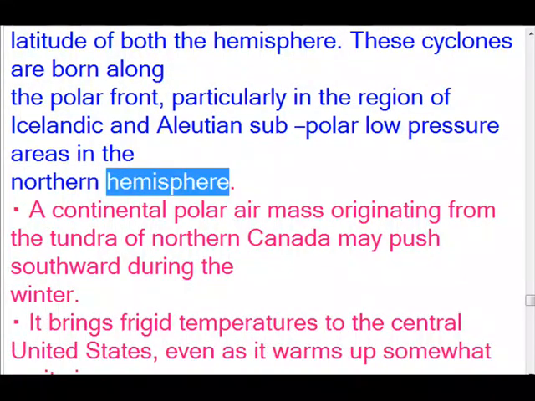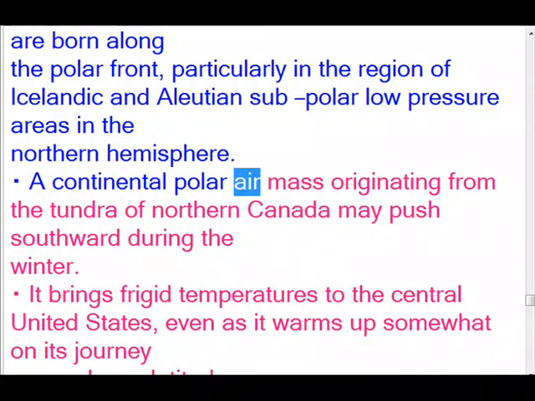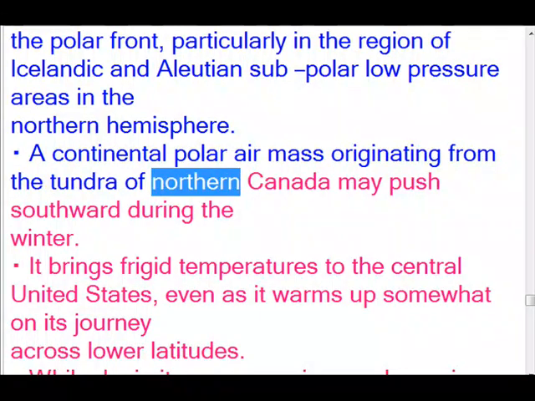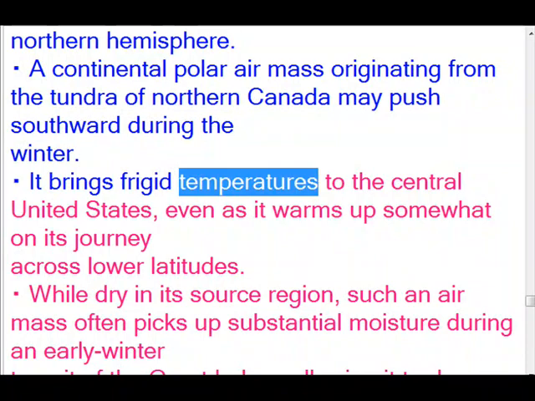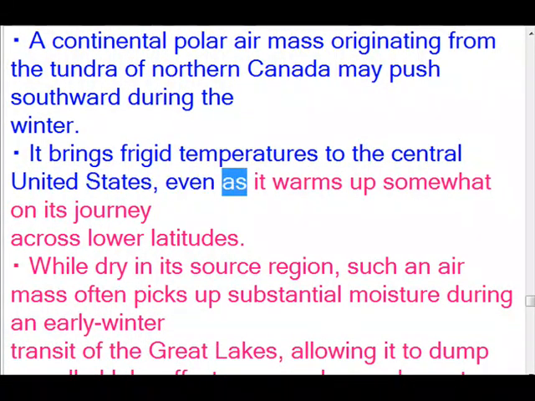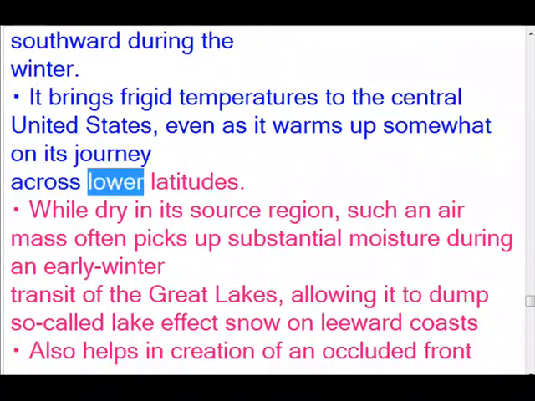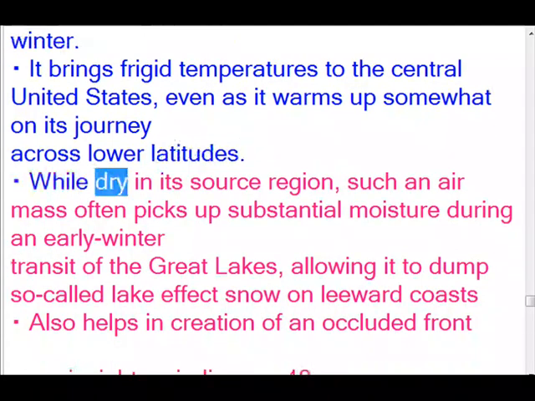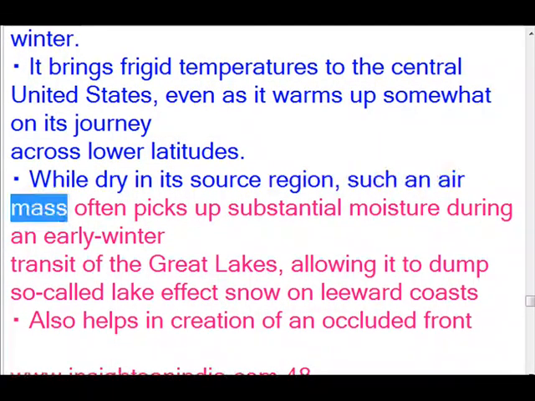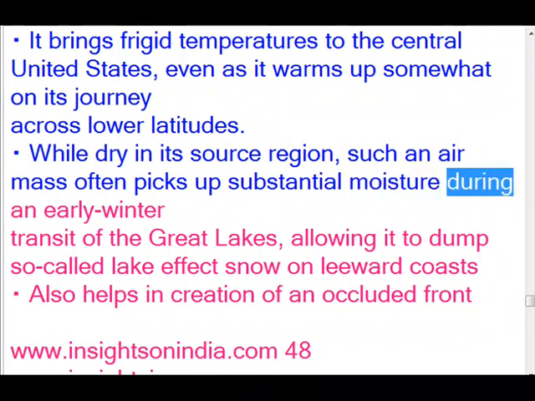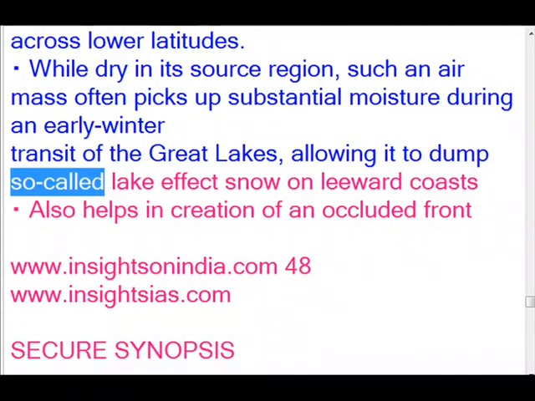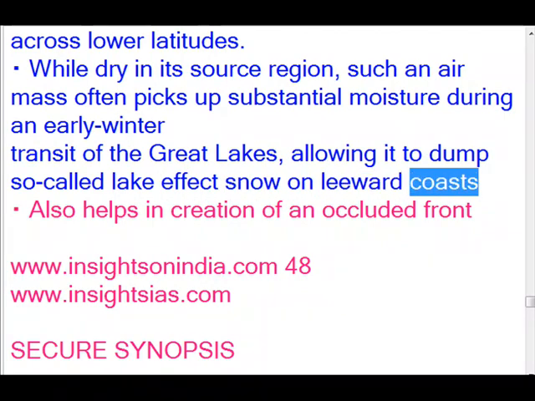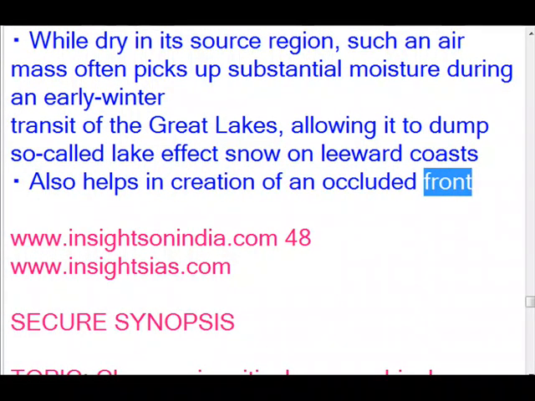A continental polar air mass originating from the tundra of northern Canada may push southward during the winter. It brings frigid temperatures to the central United States, even as it warms up somewhat on its journey across lower latitudes. While dry in its source region, such an air mass often picks up substantial moisture during an early winter transit of the Great Lakes, allowing it to dump so-called lake effect snow on leeward coasts. Also helps in creation of an occluded front.